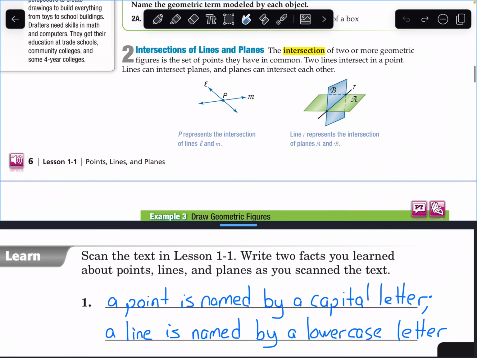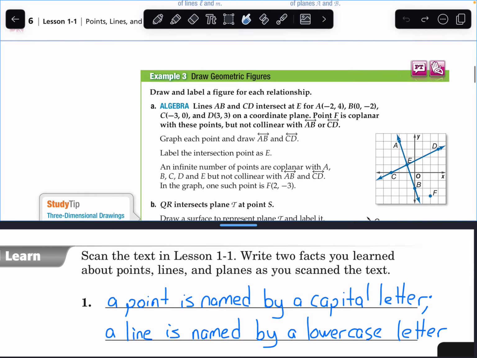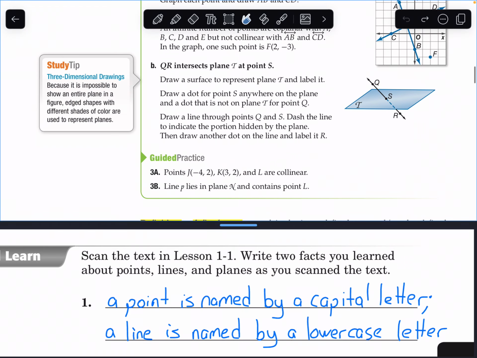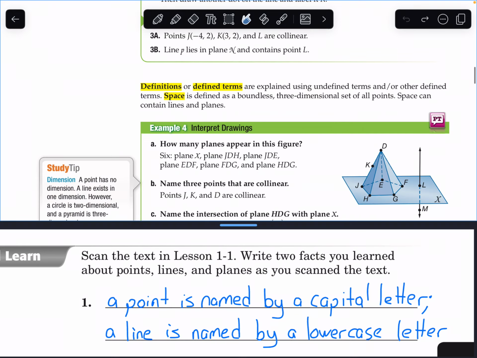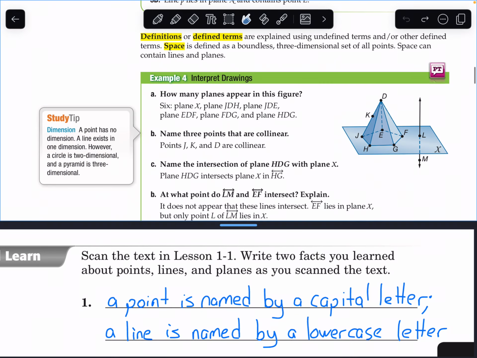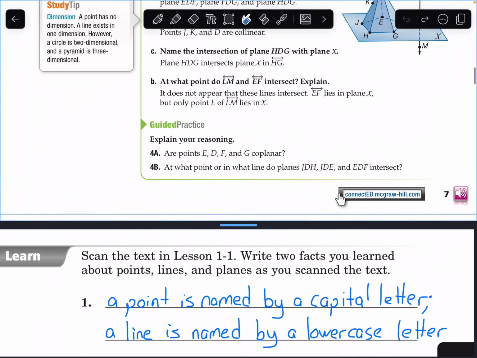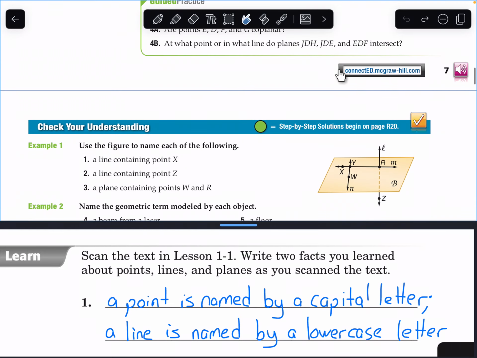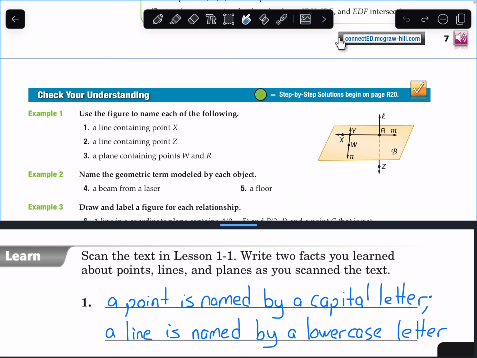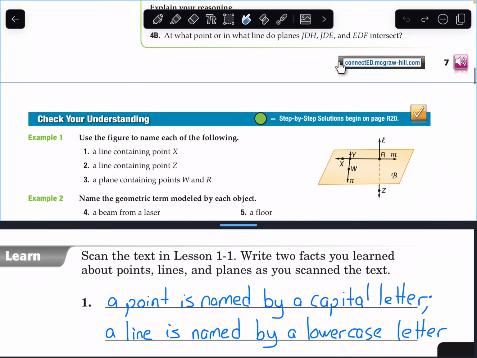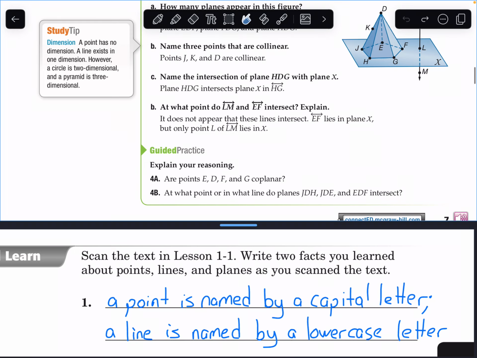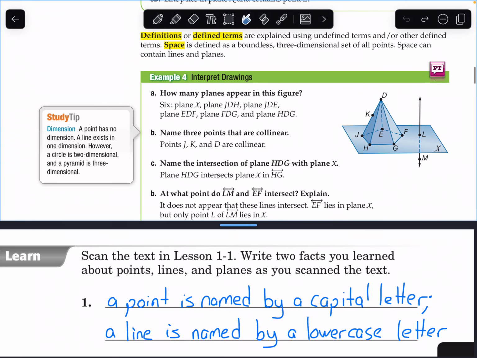Part 2, intersections of lines and planes. Definition, example, study tip, define terms in space, 4th example, and then check your understanding. So this begins the homework exercises and questions. So that is the end of the section. It's fairly short.